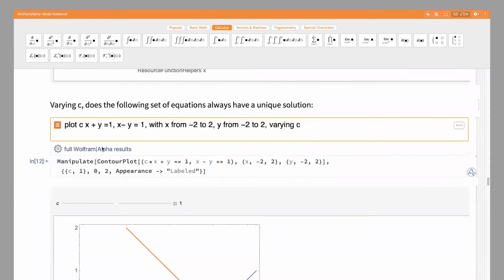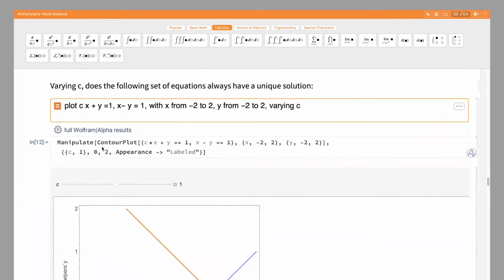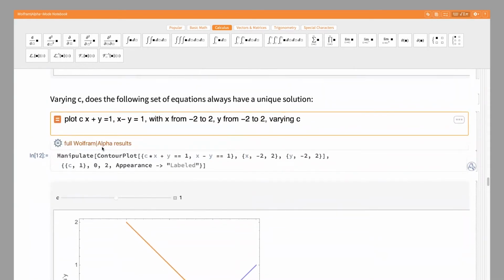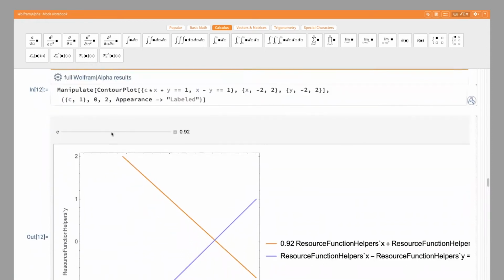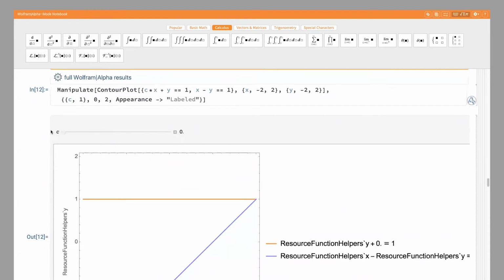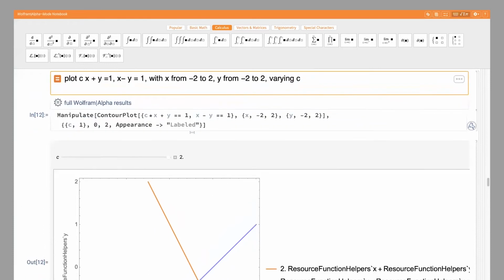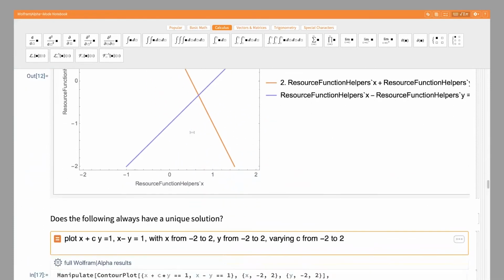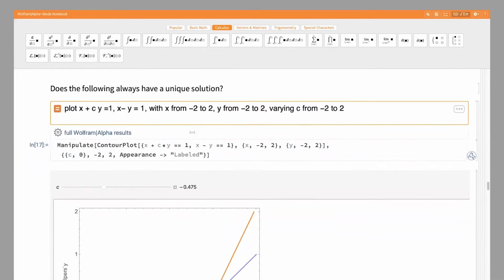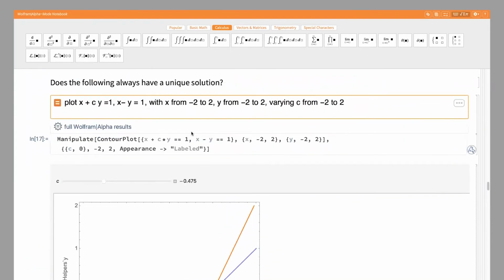I provide an error activity here. So, does the following set of equations have a unique solution? We can adjust our slider here, and then provide information on whether this has a unique solution. We can complicate this further. So now we have these two equations. I've moved the parameter c in front of this y term. So we have x plus c times y equals 1 and x minus y equals 1.